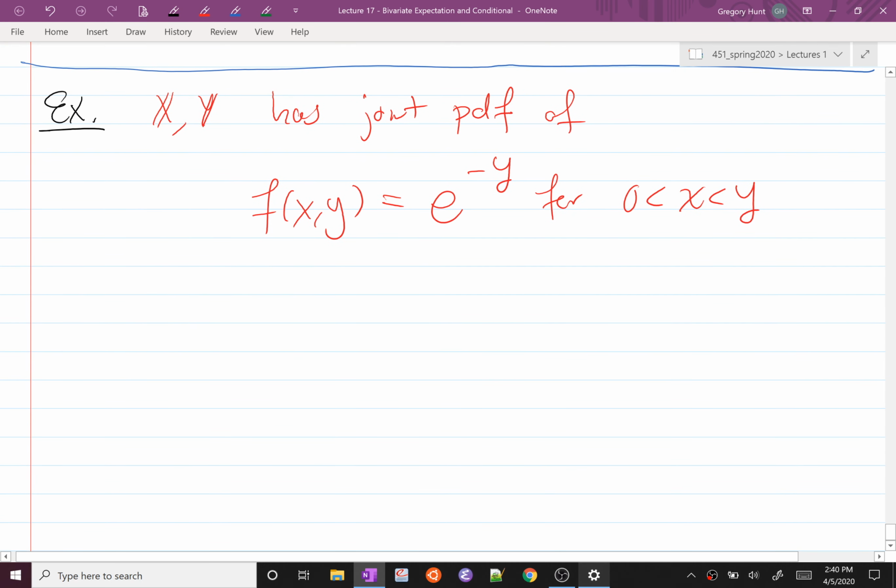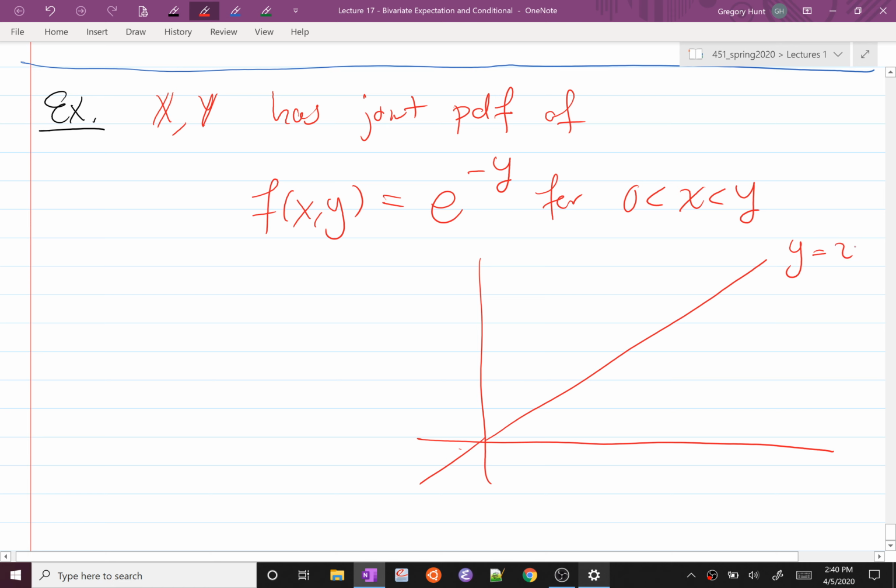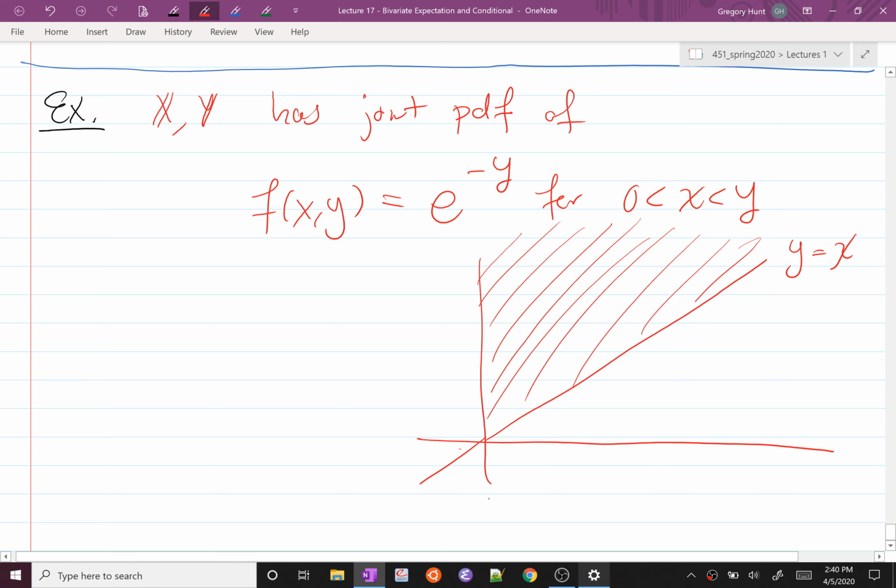So with all these kind of Calc 3-ish problems, what we do is we're going to draw the region. Here's the line y is equal to x, and so we're defining this on this region, right? This is where x is bigger than 0. So this is my x-axis, this is my y-axis. X is bigger than 0, and y is bigger than x. And our joint PDF here is just e to the negative y. So it actually doesn't involve x in that way.